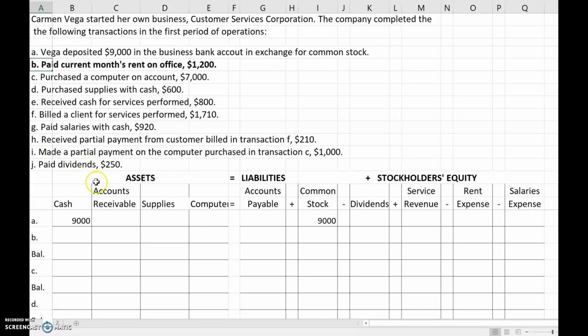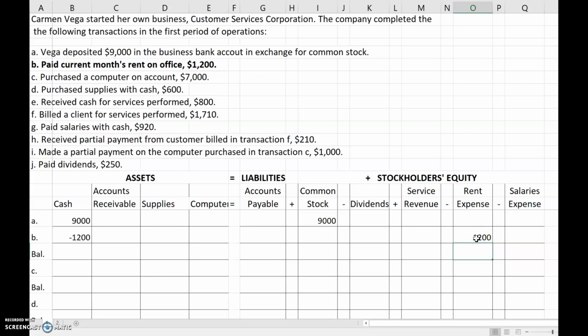Let's say the next transaction, we paid the current month's rent on the office. So if we're paying for something, that means our cash is going down. So we're going to put minus $1,200 under cash, and we're paying rent, so we're going to put $1,200 under rent expense. We know expenses make retained earnings go down, so that's why we'll subtract the total of the rent expense when we're trying to see if our accounting equation balances.